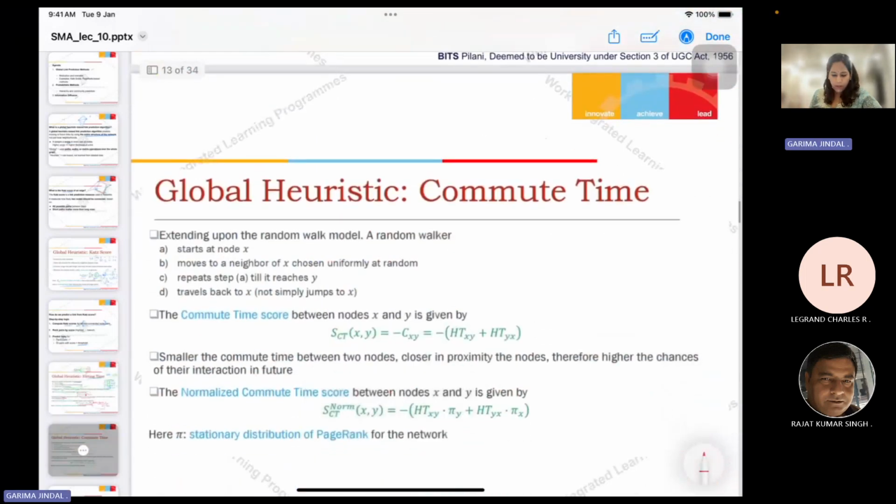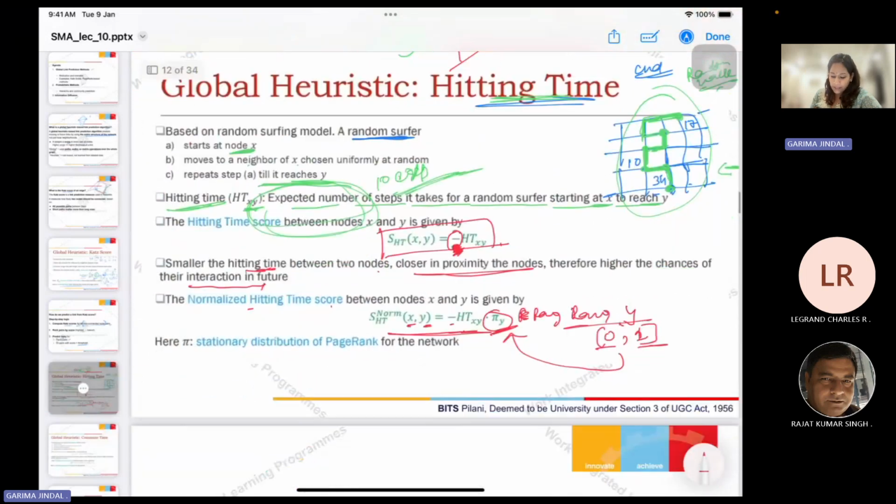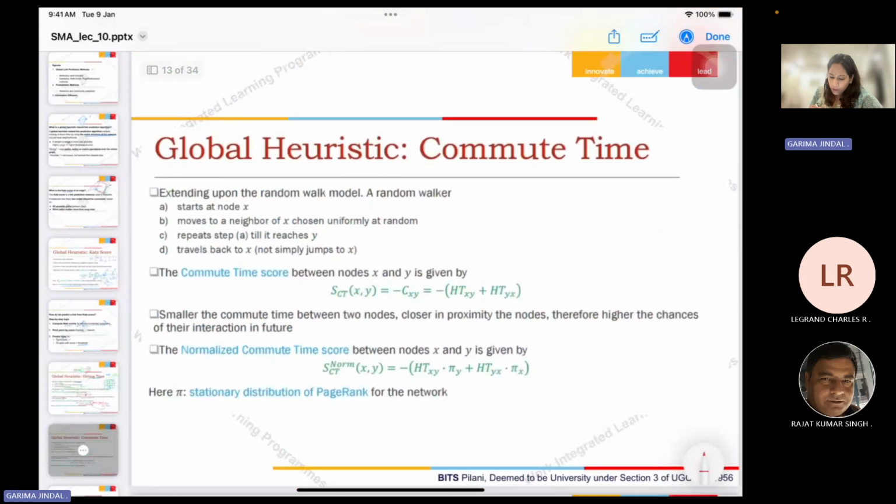Now we are going to move on to our next algorithm, that is commute time. The notion of commute time is very similar to hitting time that we have just now covered. What you do in this is, you start from node X and then randomly you try to reach Y, as we have done in our previous algorithm, and you calculate the length.